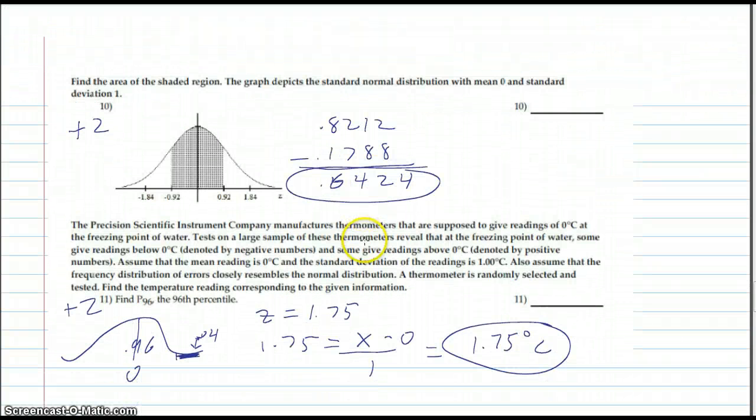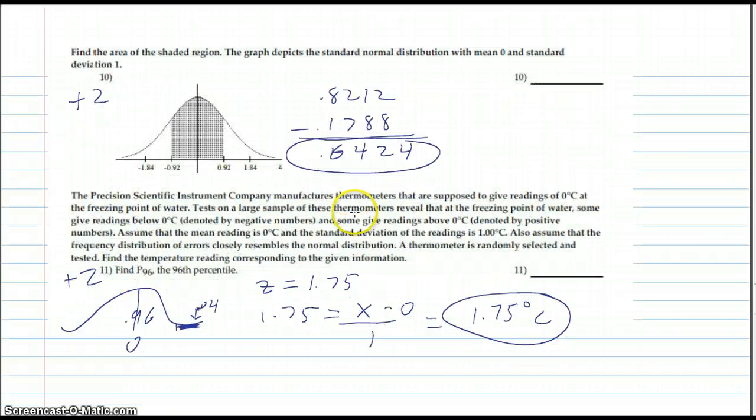On 10, you just got to look up 0.92 in your z-table, and you get 0.8212. That's the area to the left. And then look up negative 0.92, and you get 0.1788, which is the area to the left. So their difference is the area of the shaded, which is about a 64%.